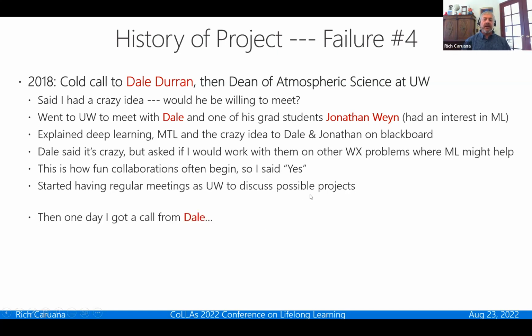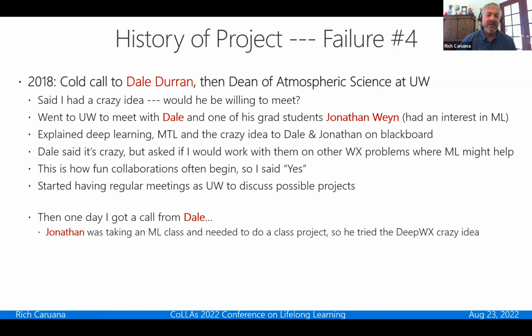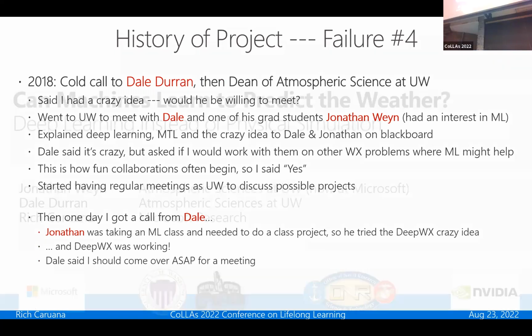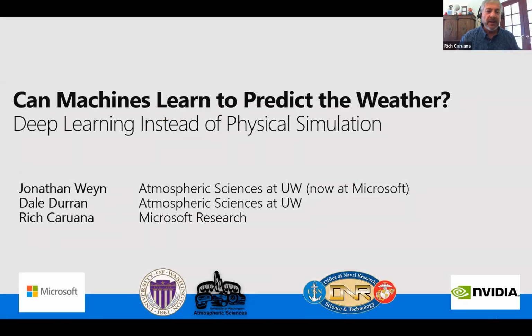And then one day I got a call from Dale. And Dale said Jonathan was taking a machine learning class. And as a class project, he decided to train a deep neural net to do weather forecasting. And the crazy thing is, it was working much better than Dale ever thought. Dale basically said, Rich, that crazy idea that I said we shouldn't work on? It's working. Come back for a meeting. So I went back for a meeting, and one thing led to another.